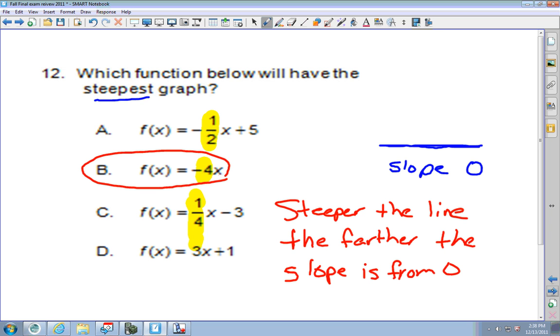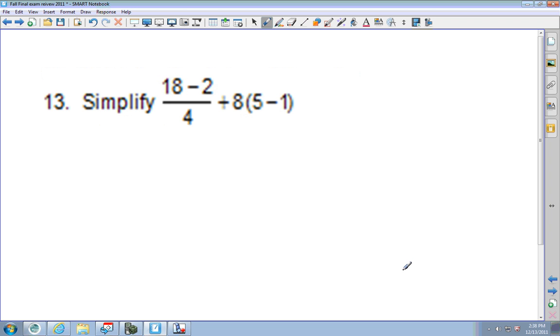Let's try the next one. Right here it says to simplify. Be very careful with order of operations. The first thing you would want to do is what's up here in the top. So I'm going to go up there, and 18 minus 2 is 16 divided by 4 plus 8 times 5 minus 1.